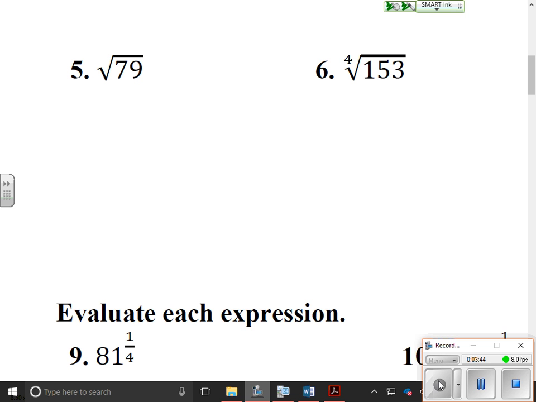If they're not written, they're understood. They expect you to understand what they are. This is a square root, and that's 79 to the first. So it would be 79 to the 1/2 power. That's all you really would have to do. If it's not written, it's an index of 2, just like if it's not written, it's an exponent of 1.